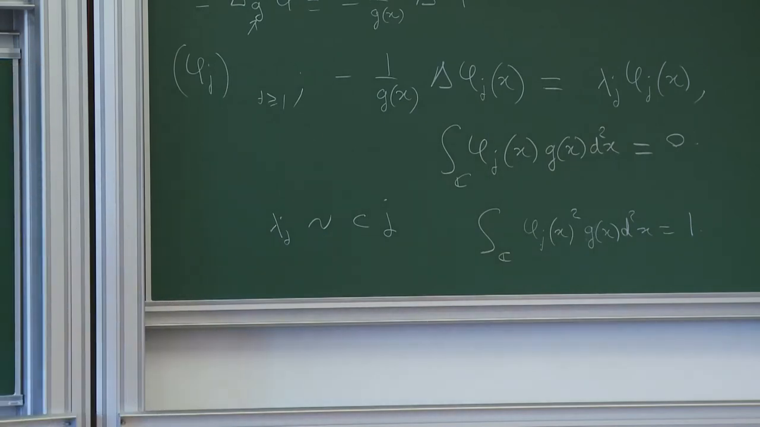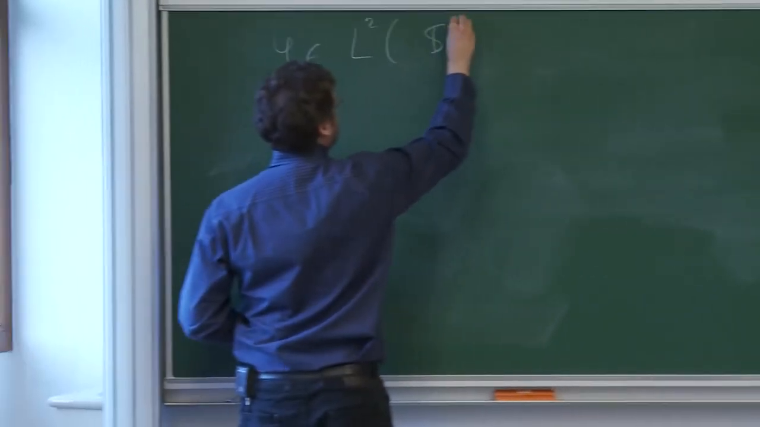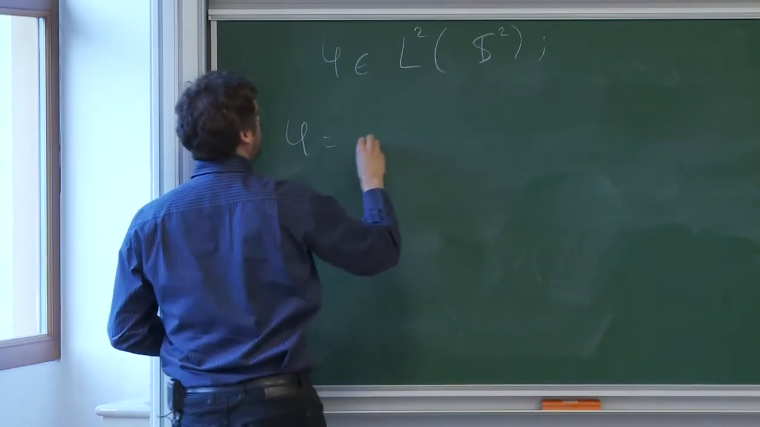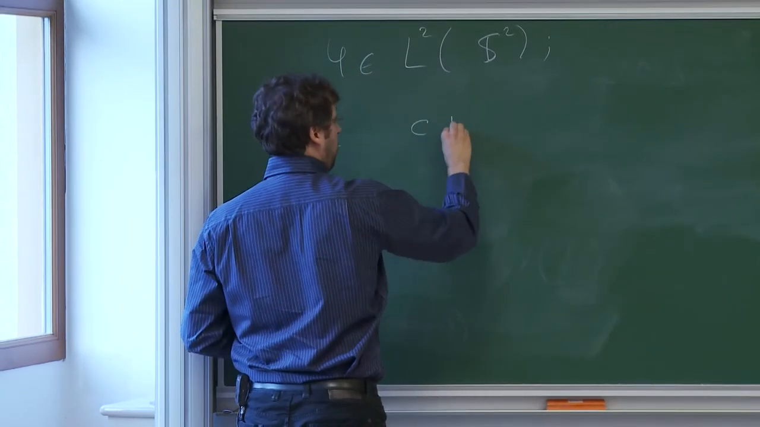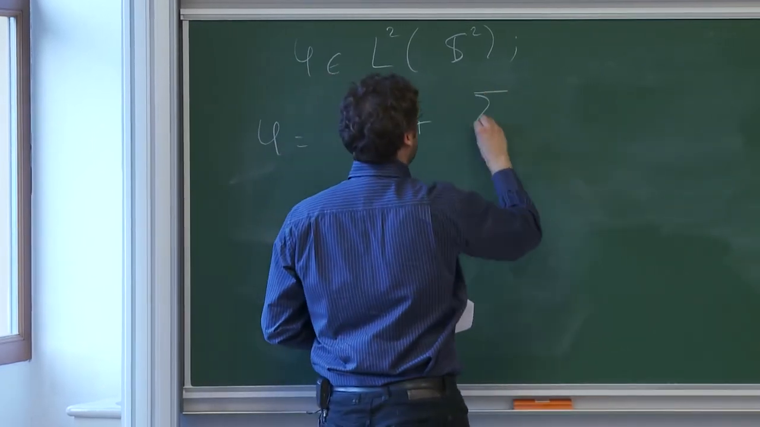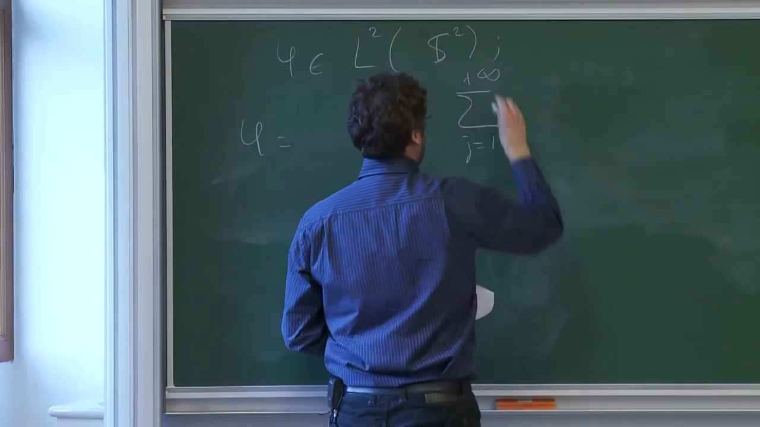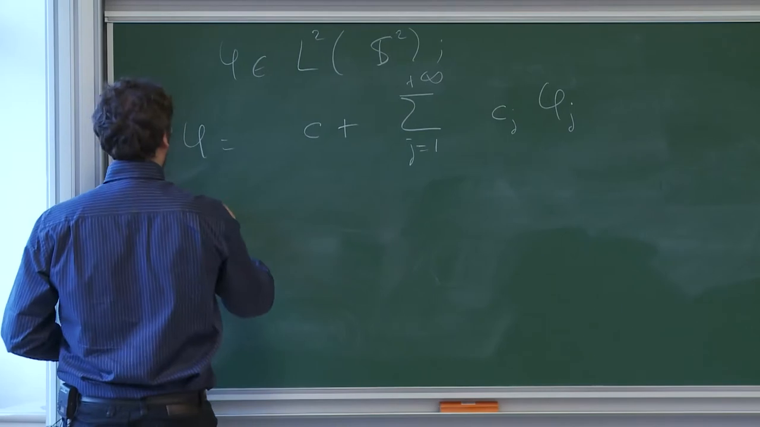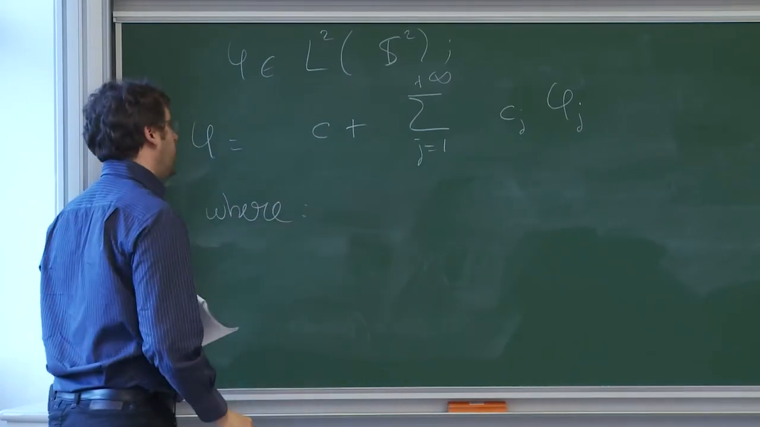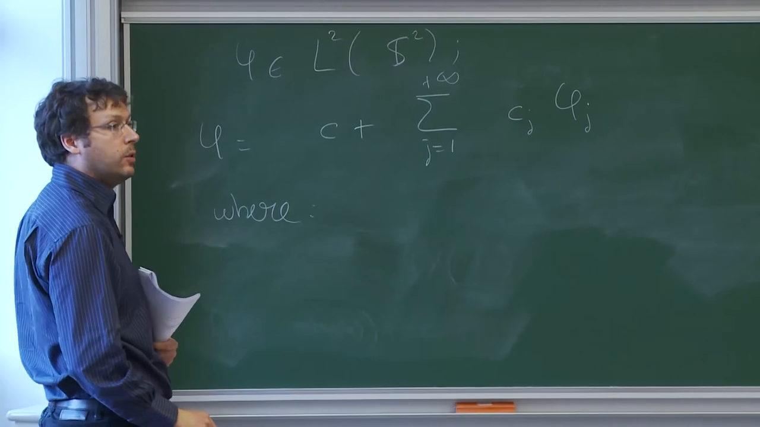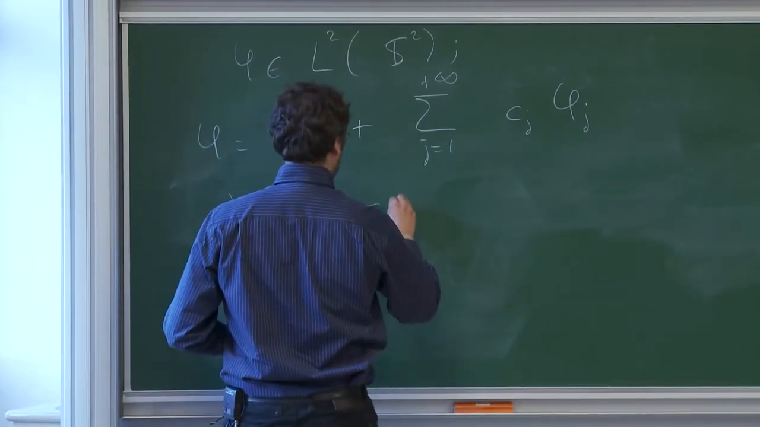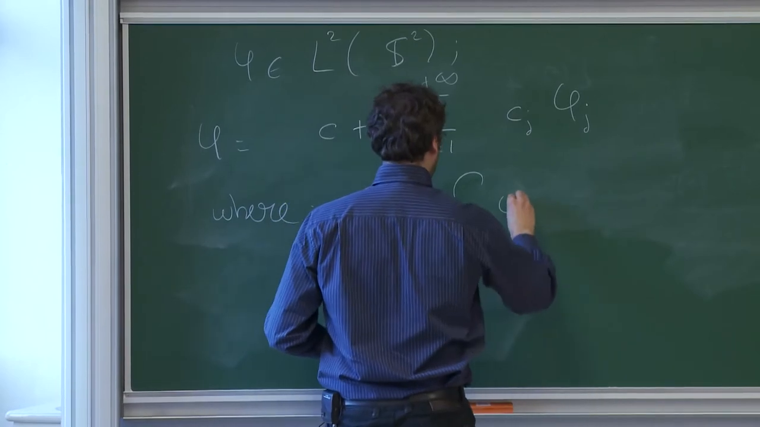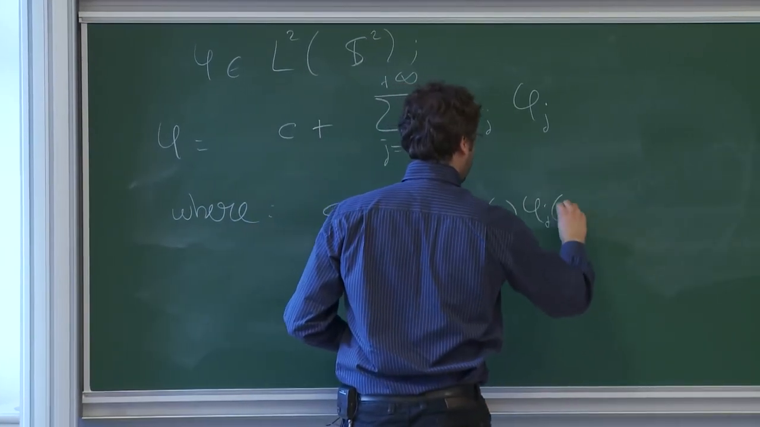Okay. Now, I think everyone's going to admit the following decomposition theorem. If phi is in L2, then phi has a unique decomposition as a constant plus the sum for j equals 1 to infinity of c index j, phi index j, which is just the orthonormal decomposition of my function phi in L2, where cj is nothing but the integral of phi of x, phi j of x, g of x.